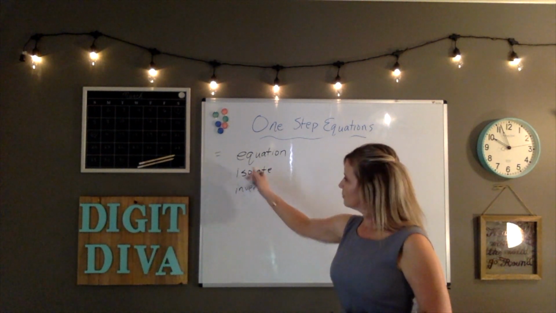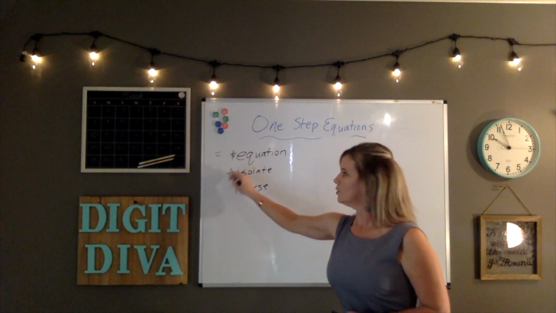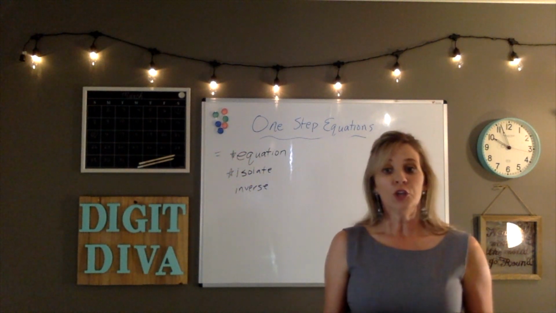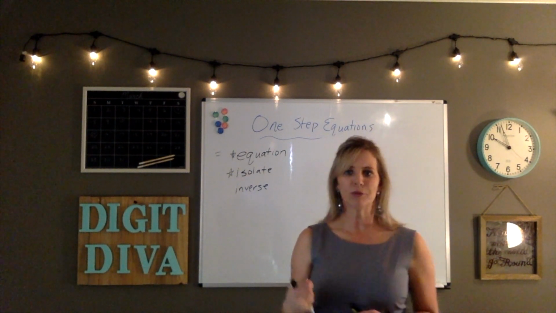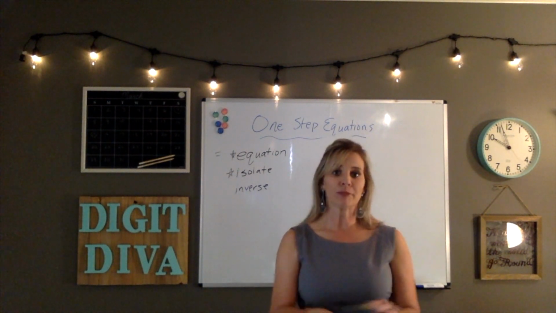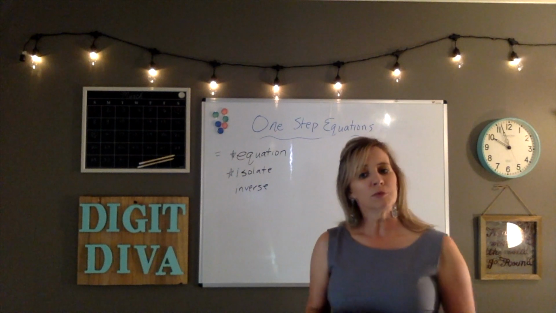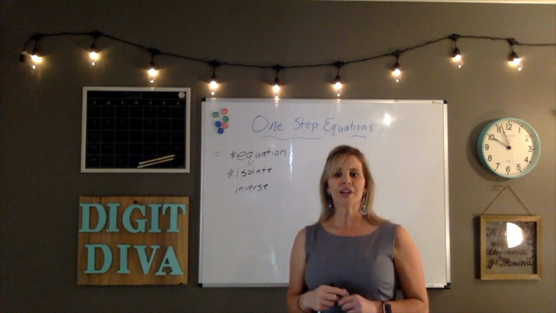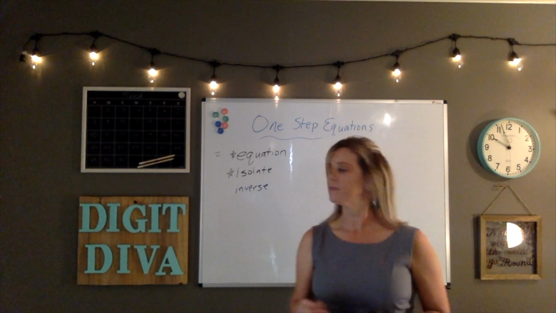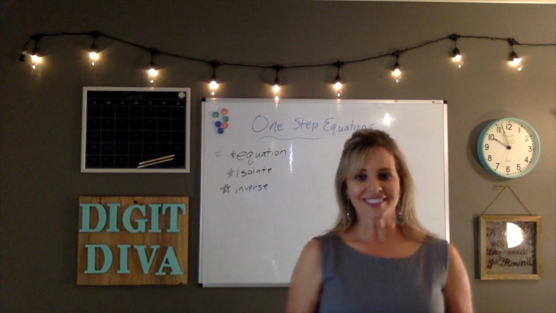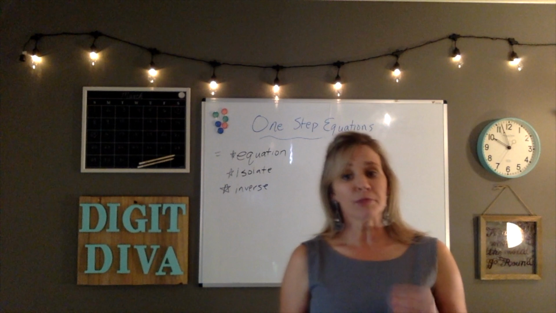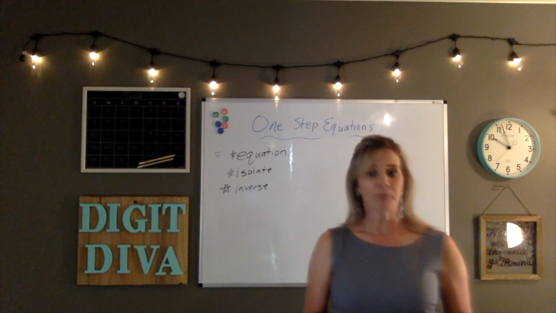The next term is isolate. If you want to isolate something, you want to get it all alone. Think about the word isolation. You're going to be put in isolation. It means you're going to be kept away from everyone. So when we're trying to solve an equation, we're trying to isolate the variable. And we do that by using inverse operations. Inverse operations simply means to do the opposite operation.